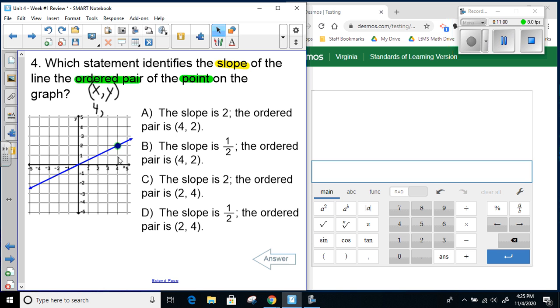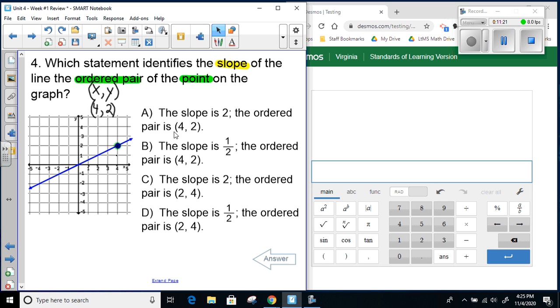From here, to get to my point, do I need to go up or down? I need to go up to get to this point. How far up do I need to go? 1, 2. So my y value is a positive 2 because I went up 2 units to get to this point. So the ordered pair of this point up here in quadrant 1 is 4, comma 2.